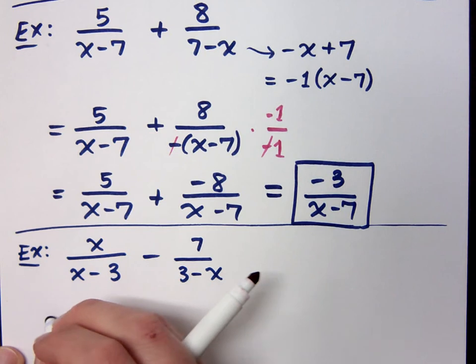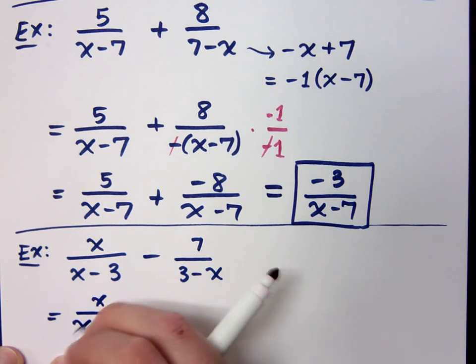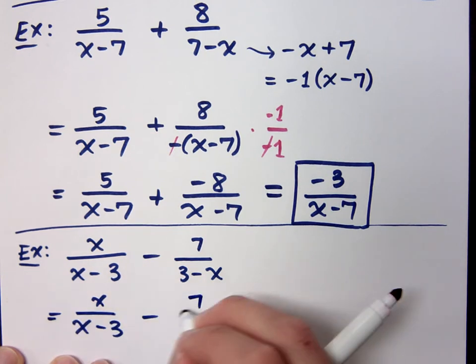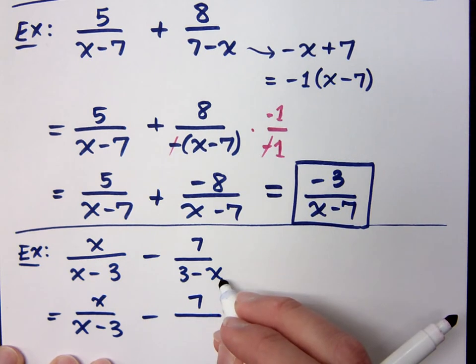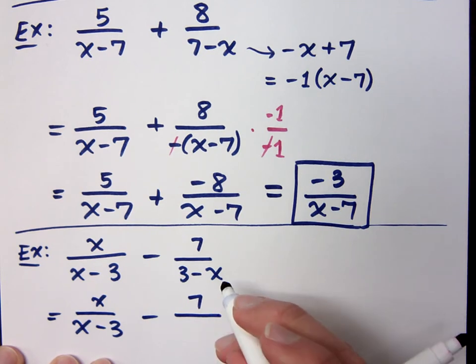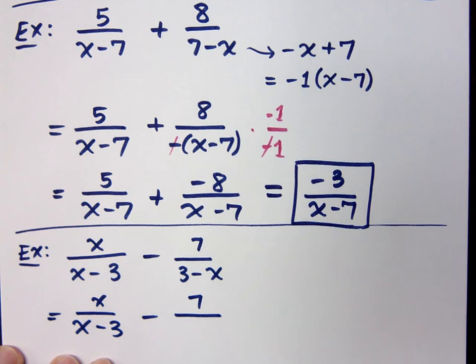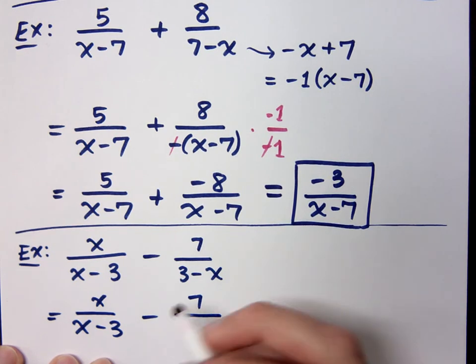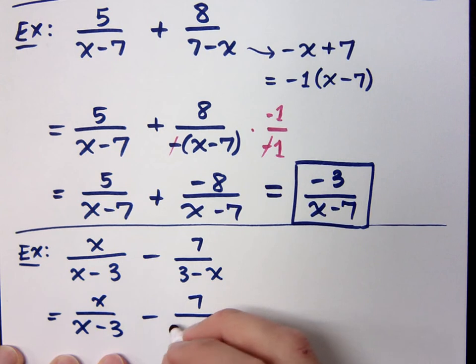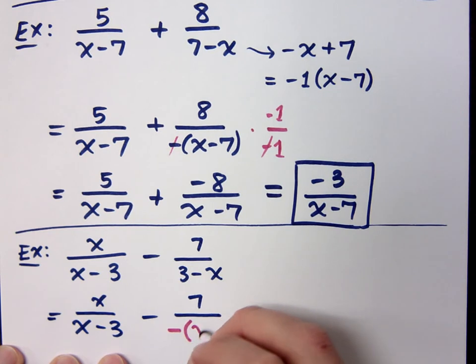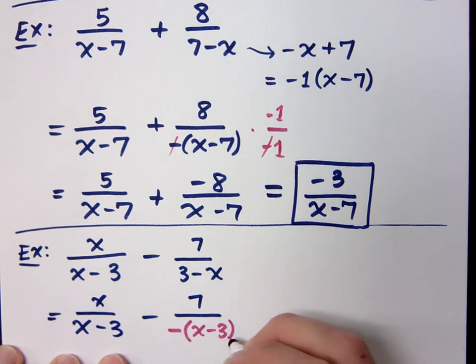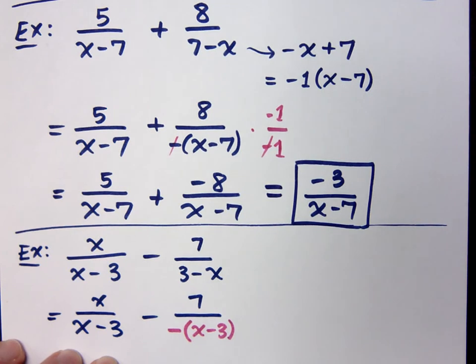I can rewrite this second denominator to be what? How can I rewrite this according to what I just saw above? Just the denominator. When I factor out the negative, what would I have inside? It's going to be x minus 3. If I take a negative out of each of those, it changes both signs, so basically it flips them about the subtraction.